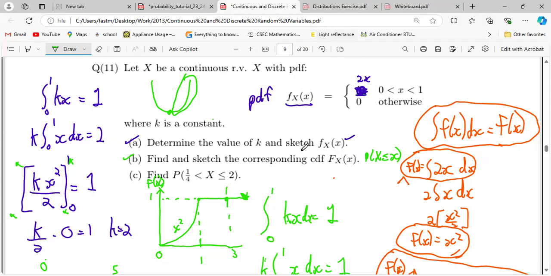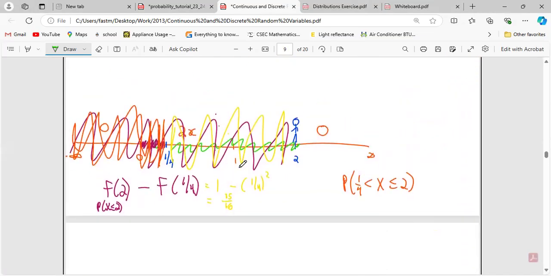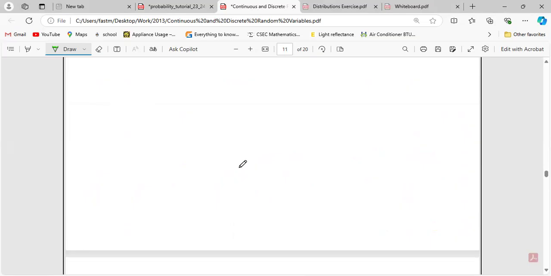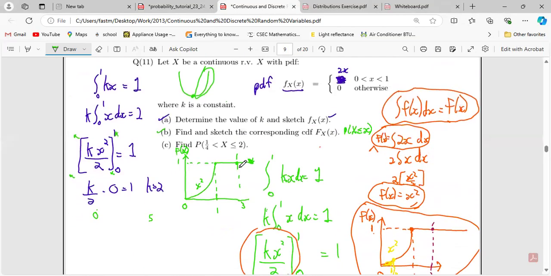So that was that. Concept, concept, concept: you integrate any PDF to get a CDF. Total area, total probability is 1. It's the same concept you'll be using over and over. Alright, let's see what else we have. Oh yeah, that was the two questions for continuous in the tutorial.